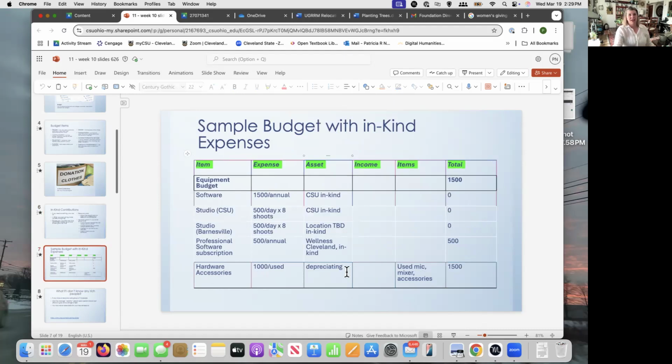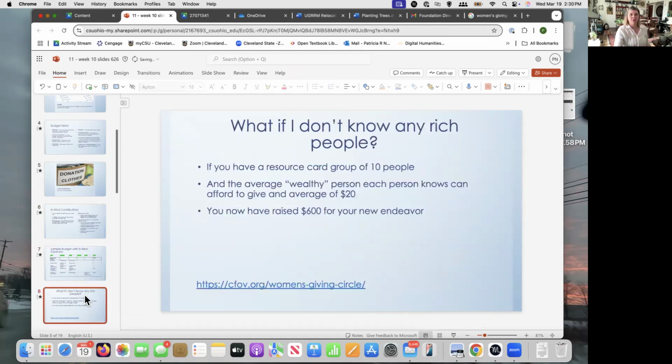Sample budget with in-kind expenses. We have some data here for you to look at. Uh-oh. Wrong math, don't like that. What if I don't know any rich people?